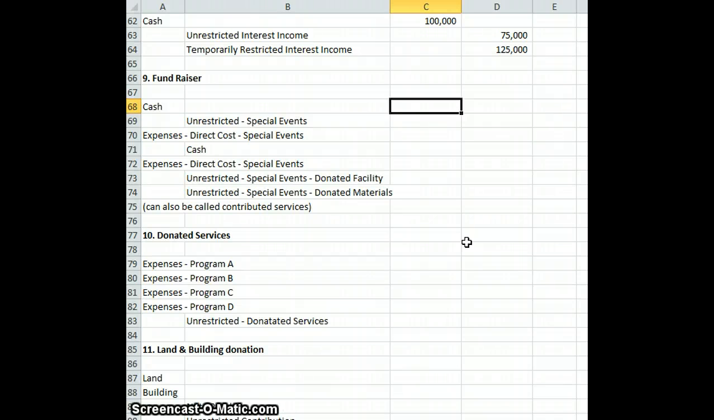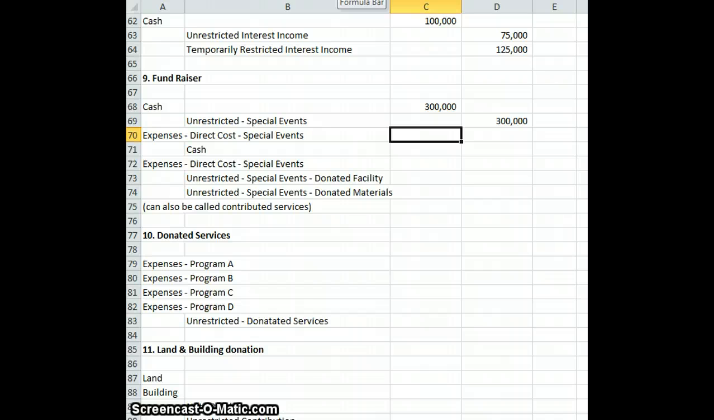So we're going to have a couple transactions to record here. And again, it's important that we record all of these, not just the direct expenses that we paid cash for. So first of all, we're going to record the cash proceeds from the event, $300,000. Okay, and so we're going to have the proceeds. We're going to credit that for our unrestricted contributions for our special events. That's a revenue account.